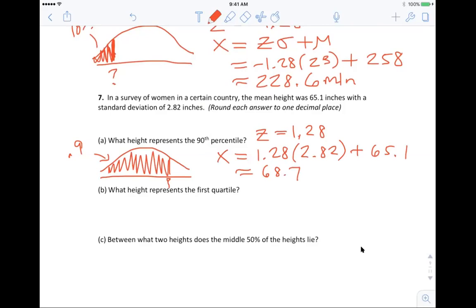Next one, what height represents the first quartile? Okay, if you remember quartiles from chapter 2, quartiles are 25% increments. So that first quartile will be 25% to the left. So we need to do StatCrunch to find that z, right? So let's bring StatCrunch up again here and try it out.